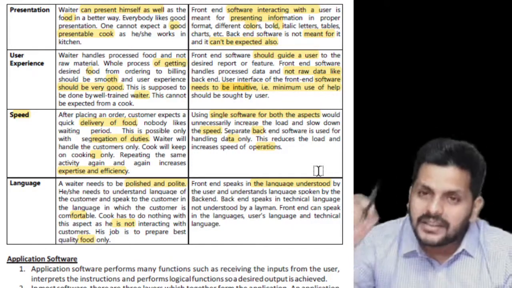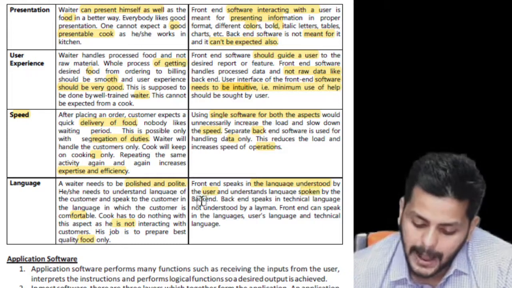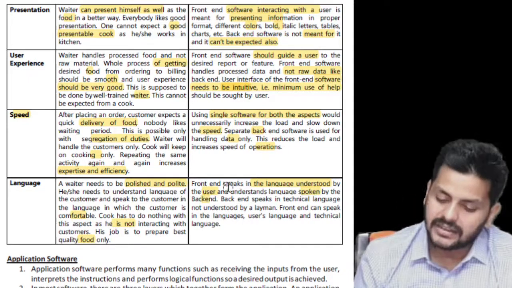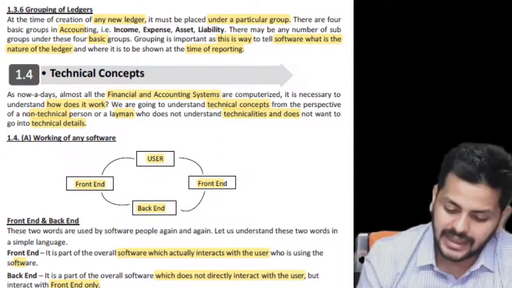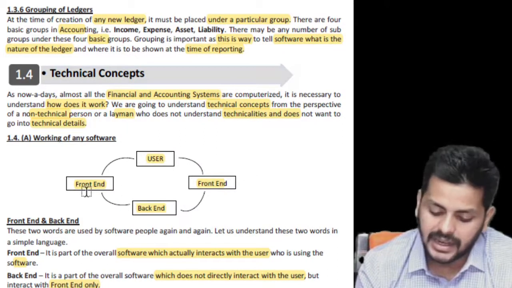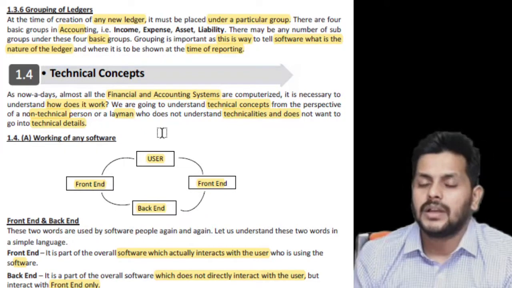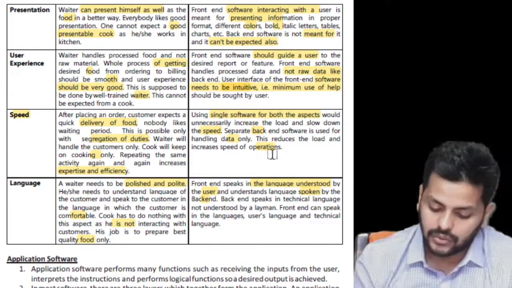So front end speaks the language understood by the user and understands the language spoken by the back end. So this front end is a mediator. As you can see in the diagram here, it's very clear. Front end is a mediator. User will talk to front end, to back end, again back to front end, again to the user. So that's exactly where the entire story is.